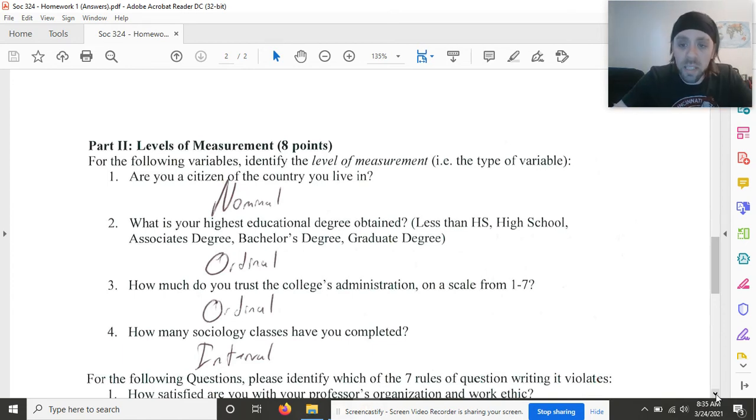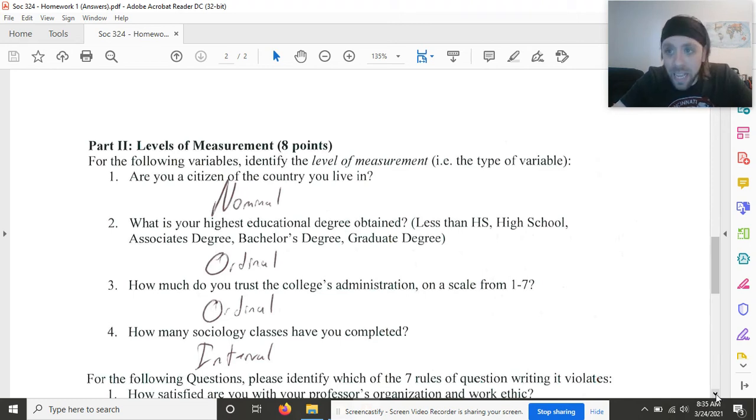Number 3, how much do you trust the college's administration? On a scale from 1 to 7. Okay, so we have a bit of a Likert scale going on here, the 7-point Likert scale. Classic way to do social science research. This is ordinal. Hopefully everybody sees that. This is ordinal because an ordinal variable, as I previously explained, allows you to clearly rank these things hierarchically. So somebody with a response of 6 on this, that's a person who clearly has more trust in the college's administration than somebody at 3.